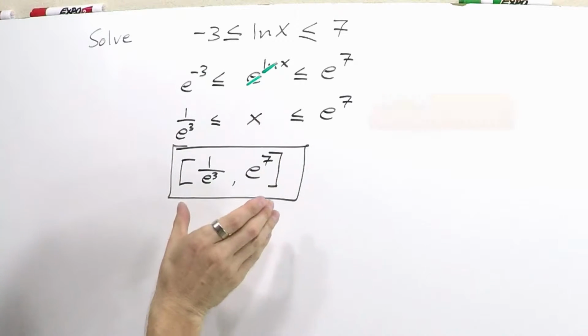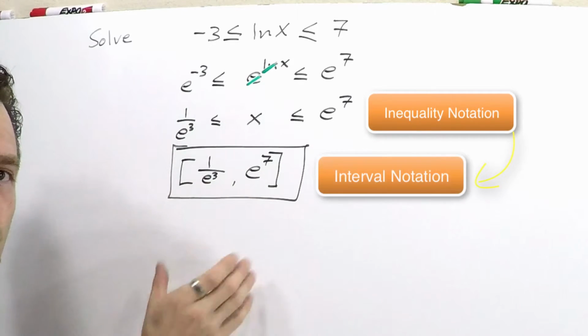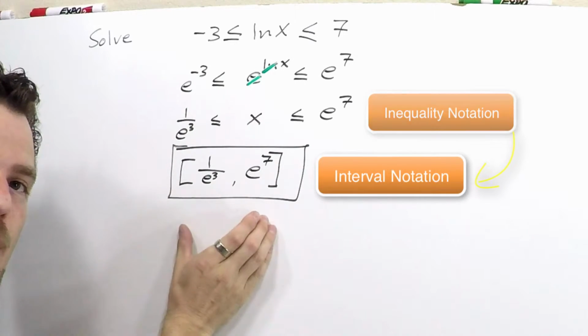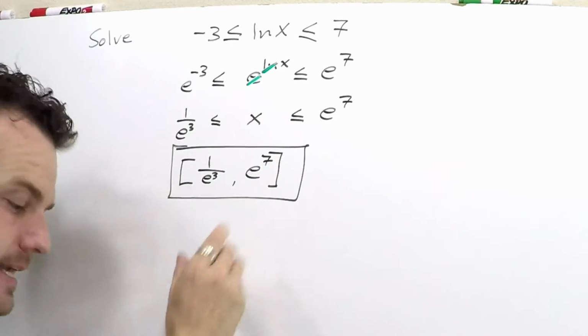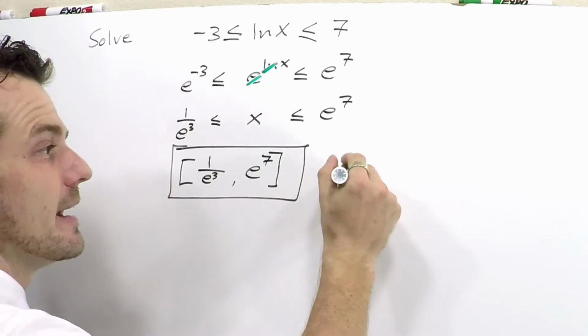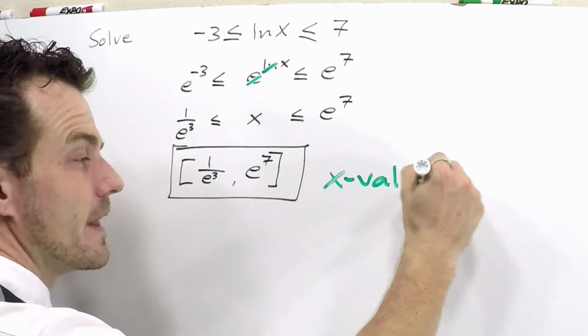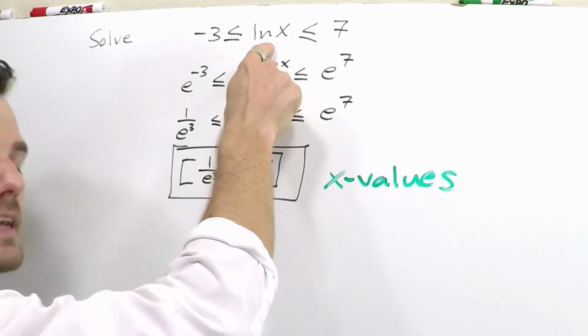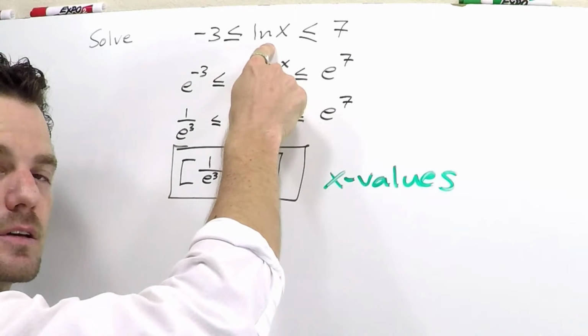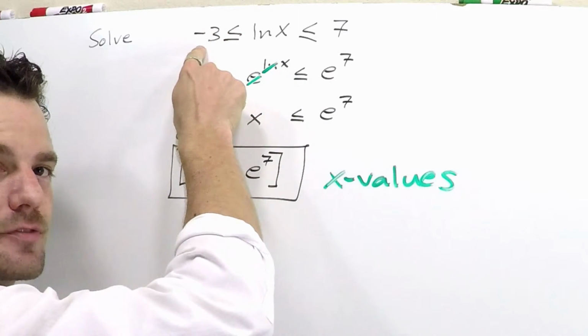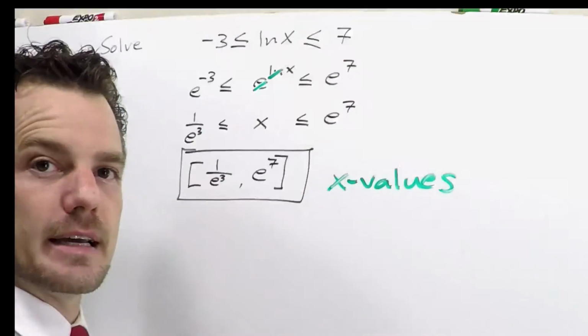And at the very end, if we wanted to put this into interval notation, we would get this range. Remember, at the end of the day, these are talking about x values that make the natural log of x stay wedged in between -3 and +7 as its heights.